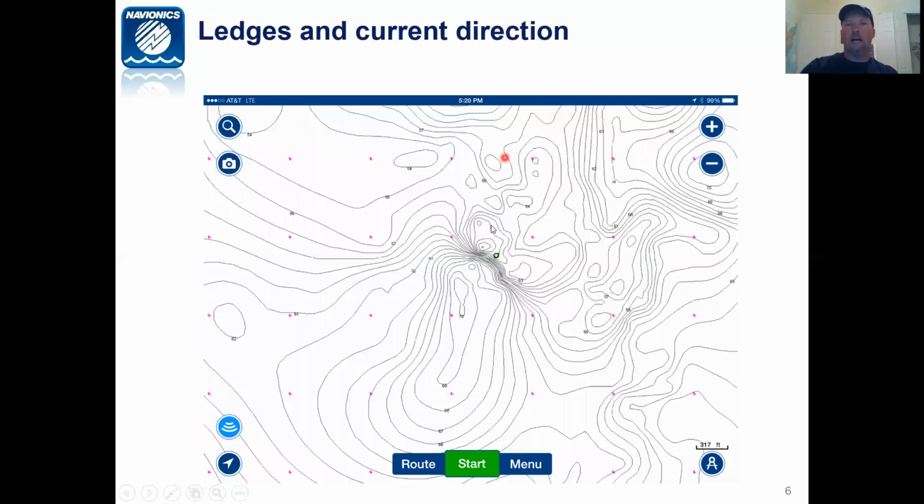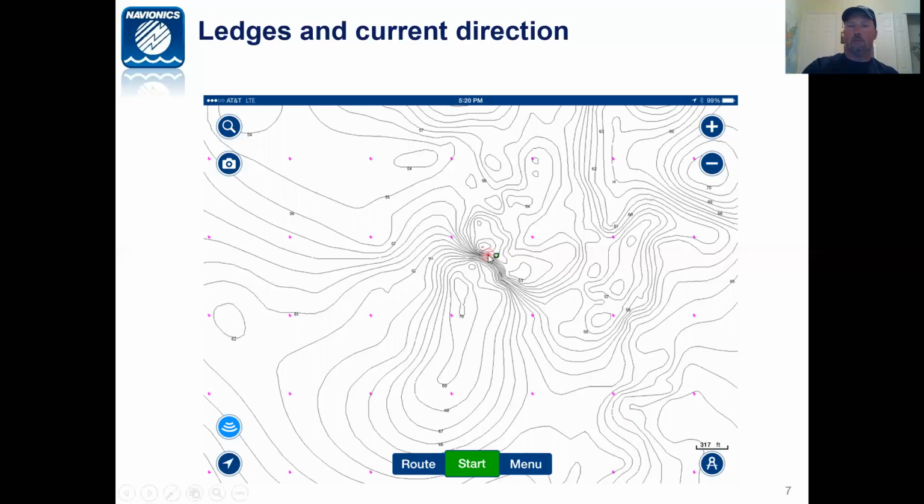Okay, go to our next slide here. Ledges and current direction. So we've got along here, you can see this ledge. This little ledge right here is dropping off into deep water. Now, we talked a little bit early on about the importance of tide and current. And what that means is if you're trying to anchor, let's say you're fishing for bottom fish and you're looking at this ledge right here. If you anchor right there, let's say the current's coming in this direction here. It's coming from, let's say this is north, coming north to south.